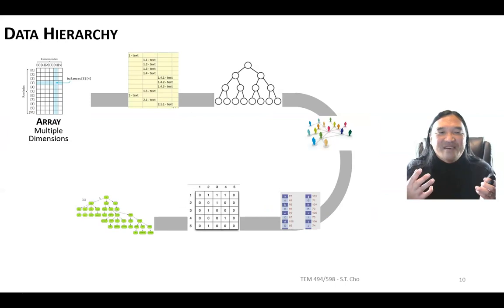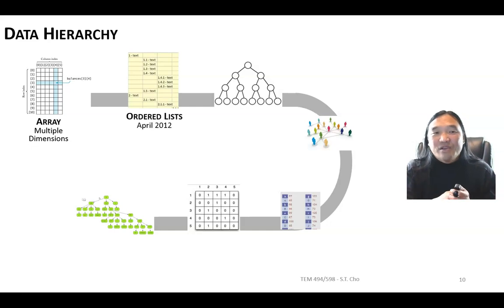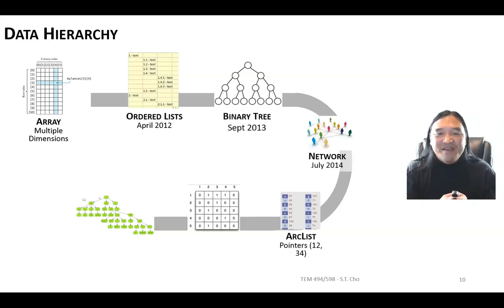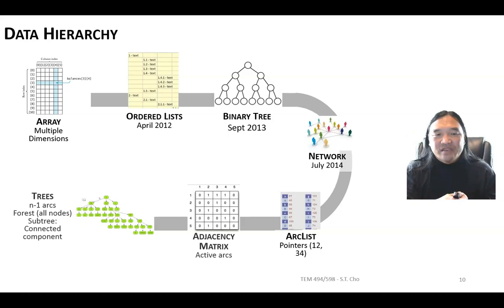In terms of data, what kinds of data do these network systems have? We can put them in arrays. We can put them in ordered lists. And we have lists and sublists behind that. We can have binary trees, we can have networks, we can have arc lists, and that means that you have pointers to locations that you're looking at.